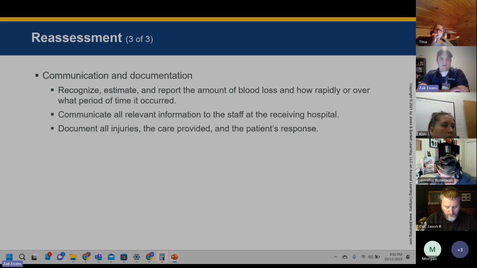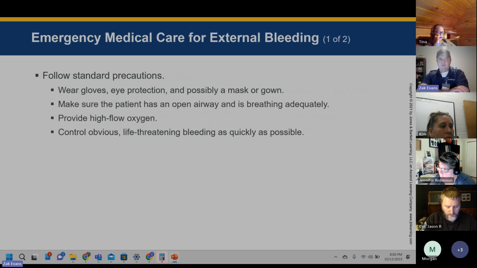We're going to communicate and document. We're going to recognize, estimate, and report the amount of blood loss and how rapidly and over what period of time it occurred. Communicate all relevant information to the staff at the receiving hospital. And then you're going to document all those injuries, what you did, and the patient's response.